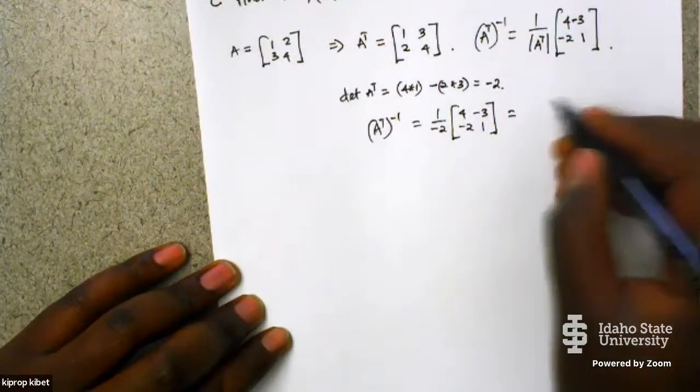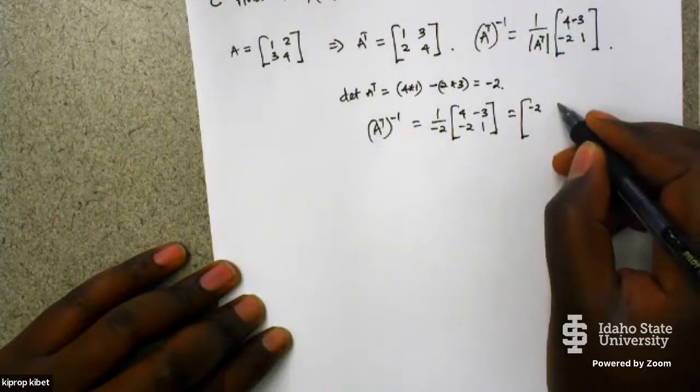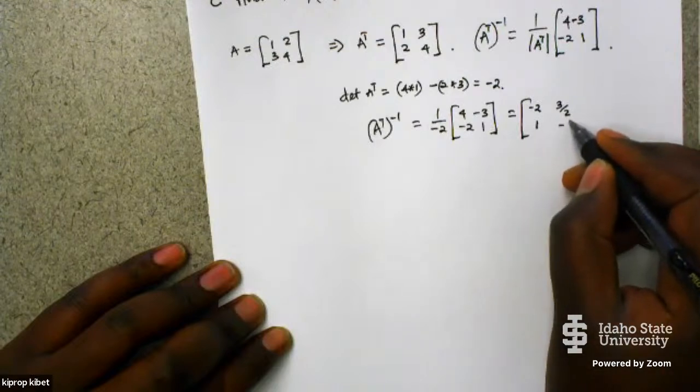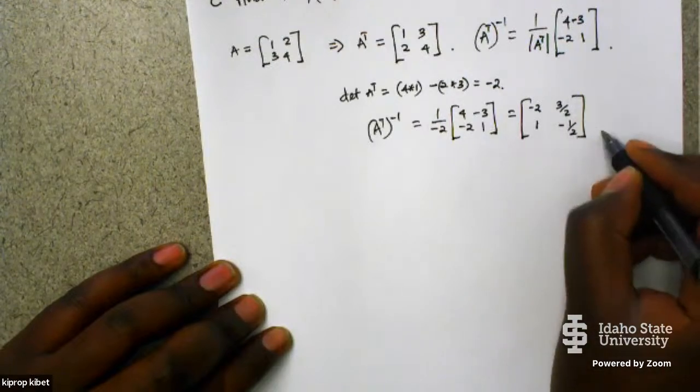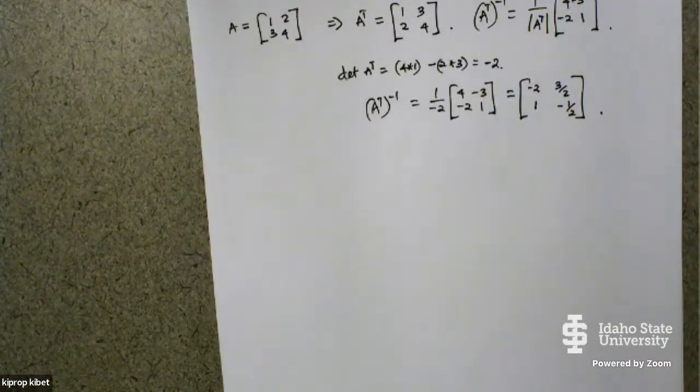which is the same as [-2, 3 over 2, 1, negative 1 over 2]. That's what you get.